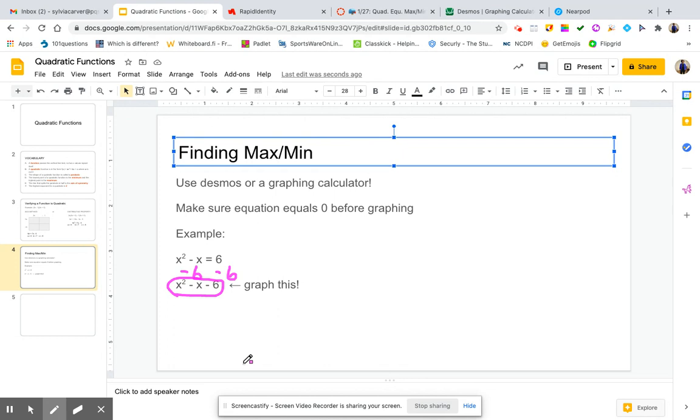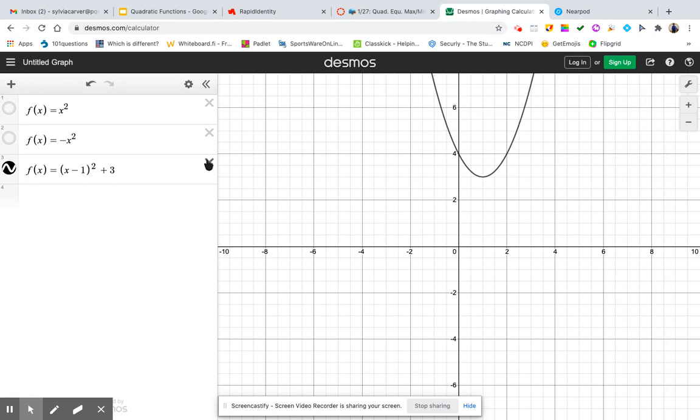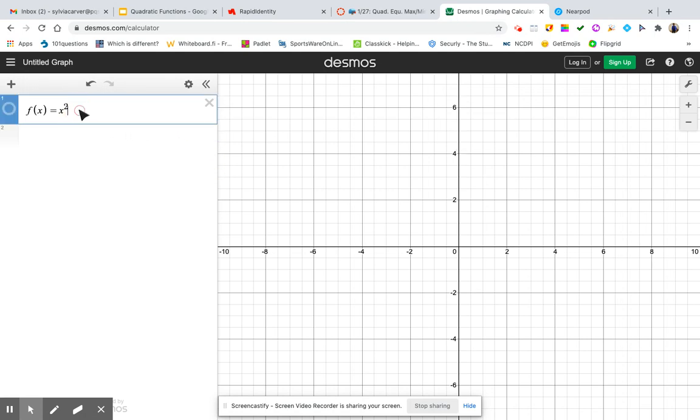If everything is not on one side of your equal sign, you cannot graph it. You've got to move everything over to one side so that it's equal to 0. So x squared minus x minus 6, that is what we're going to graph in Desmos. Let me get rid of all of this, and we'll graph it. So this is what my graph looks like.